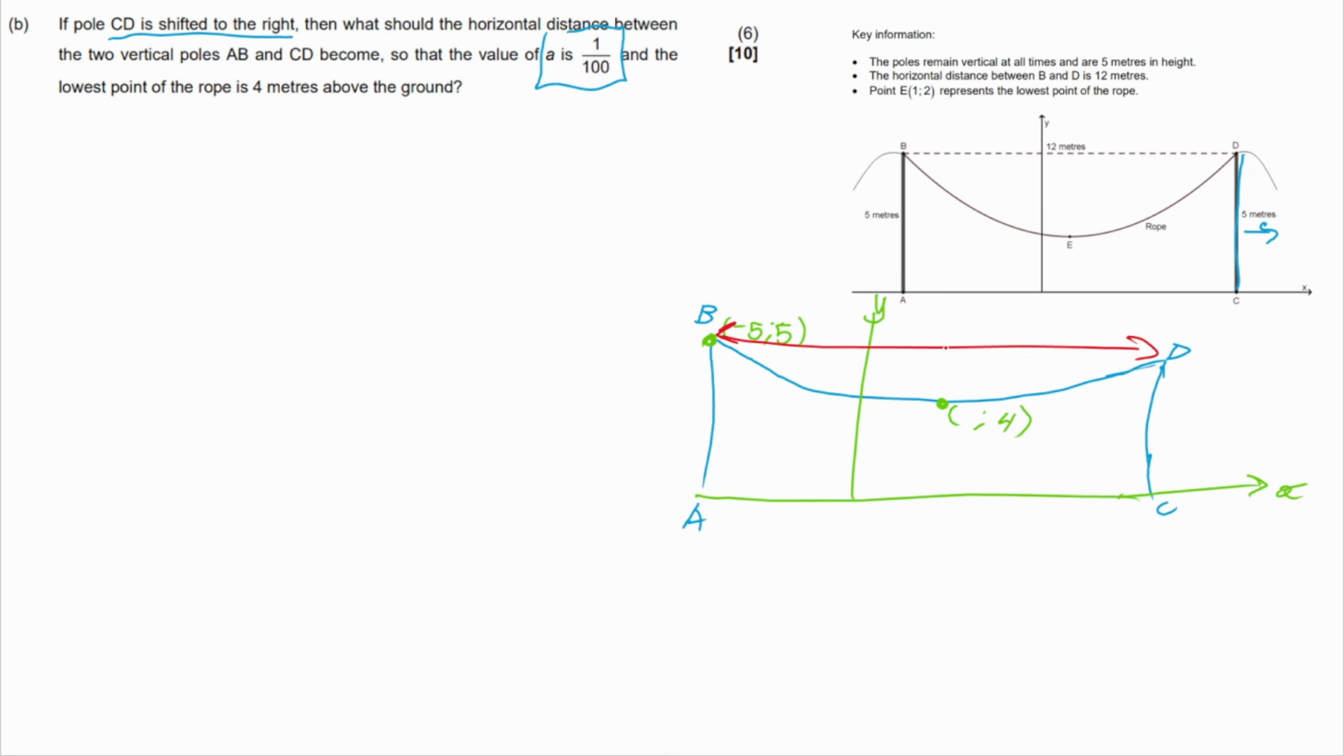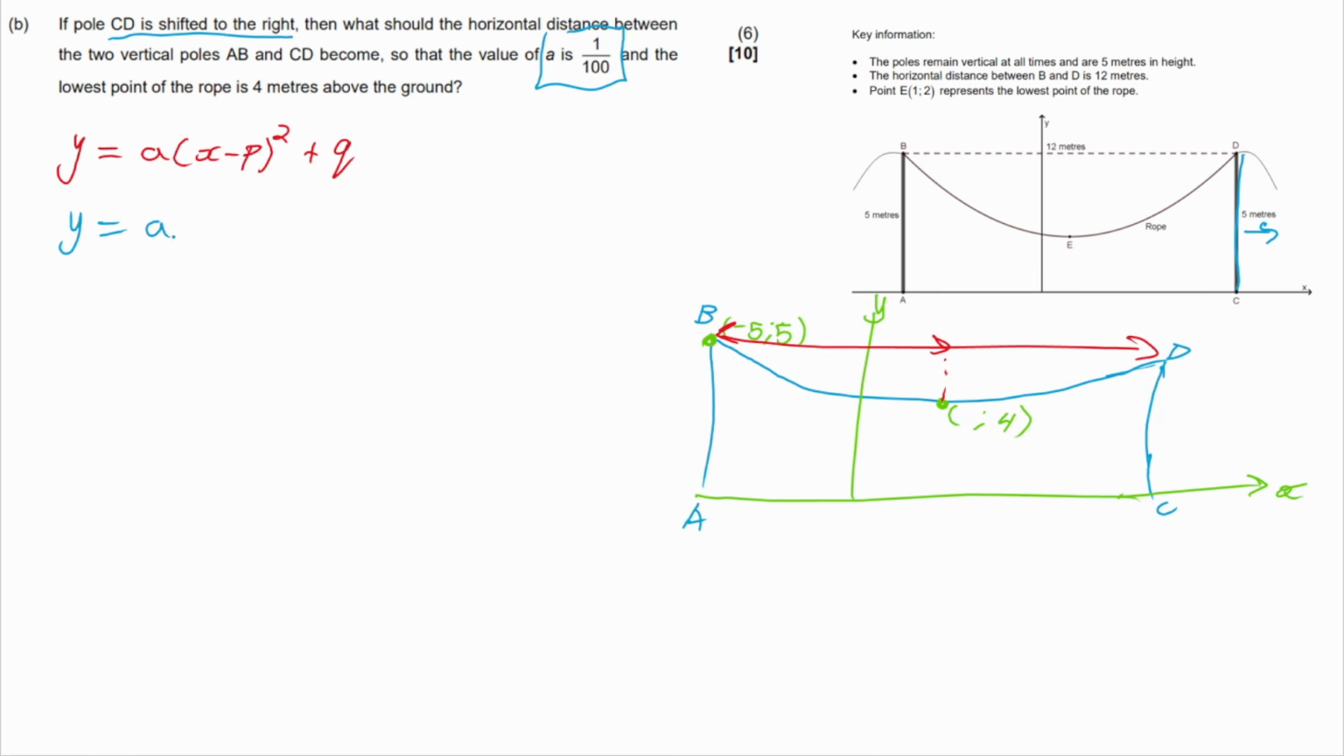But remember, this is our axis of symmetry. So if we could work out this x part of the coordinate, we can then work out the distance from B to D. Okay, so let's write what we know in terms of turning point form. So we have a(x minus p) squared plus q. So we know some information. They tell us a, and we know q.